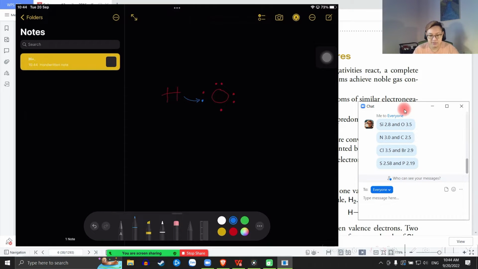But why do I draw the electron so far away from the hydrogen, but so near to the oxygen? Do you know why? No. Okay, explain to me why. Because oxygen has electronegativity of 3.5. And hydrogen is 2.2. So what does it mean? When they form the bonds, the hydrogen tends to give away electron, isn't it? And oxygen tends to gain electrons more.